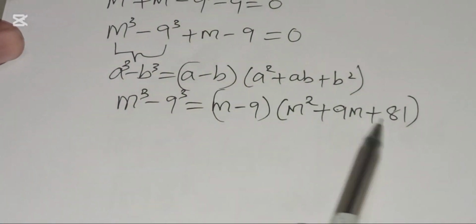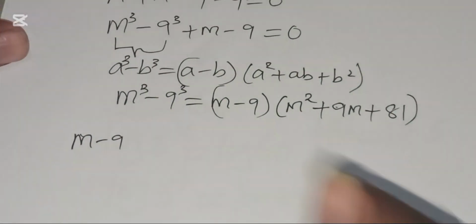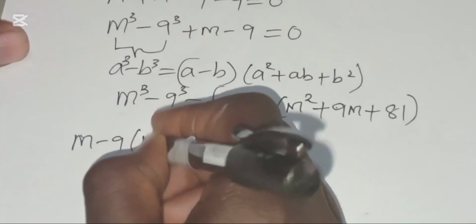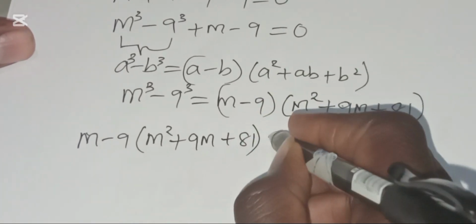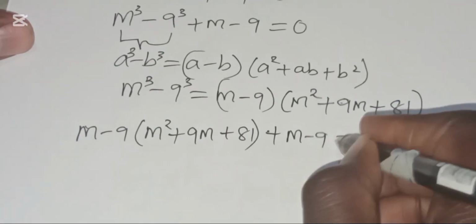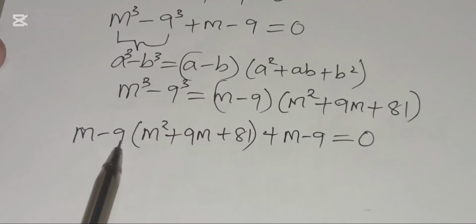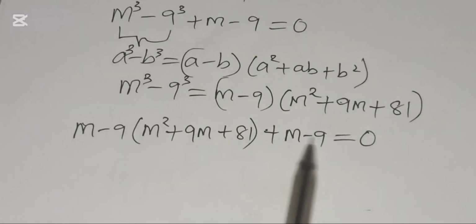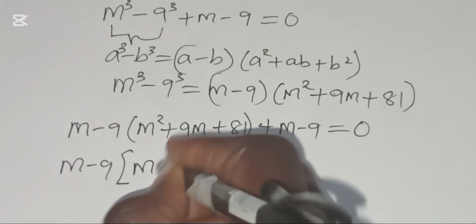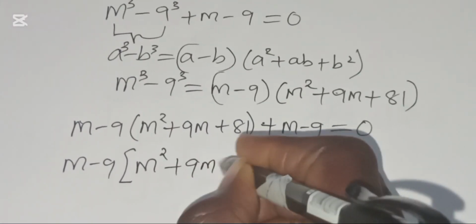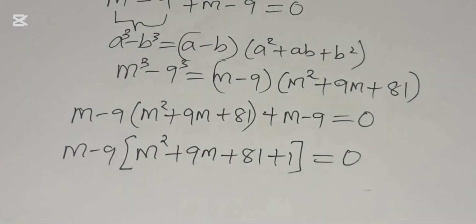Now let's combine the first part and the second part. We'll have m subtract 9, into the bracket m squared plus 9m plus 81, plus m subtract 9, equal to 0. As you can see, m subtract 9 is common, so we can factor out m minus 9. We'll have m squared plus 9m plus 81 plus 1, and this is equal to 0.